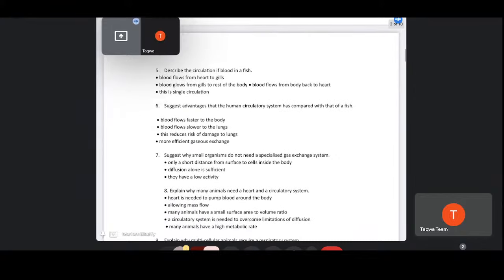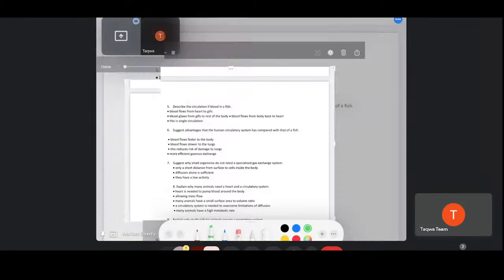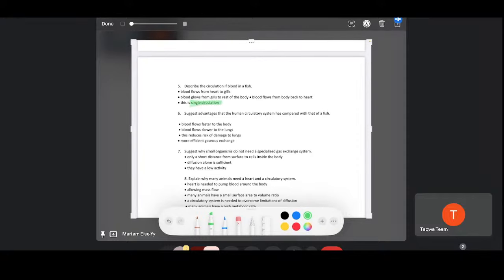Question number 5. Describe the circulation of blood in a fish. So basically, we know from the IGCSEs that the fish has a single circulation, right? So the single circulation, basically, the blood flows from heart to gills. The blood flows from gills to the rest of the body. The blood flows from back to the heart. This is the single circulation. It doesn't pass through the heart only once.